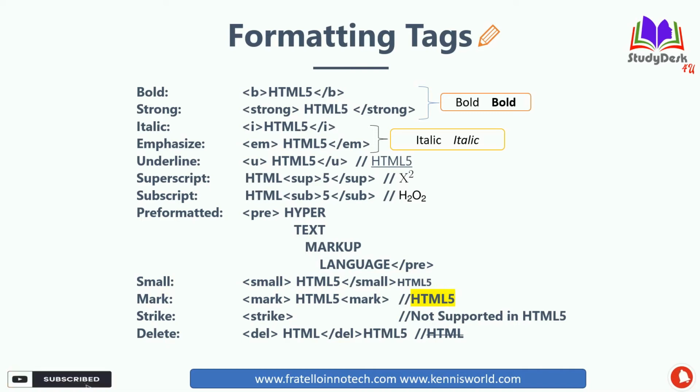And the next one is mark. By using this tag, we can highlight our text. So for this, use the mark tag. Between the mark tags, we have to give the text. If you use it like this, we will get this formatting effect.